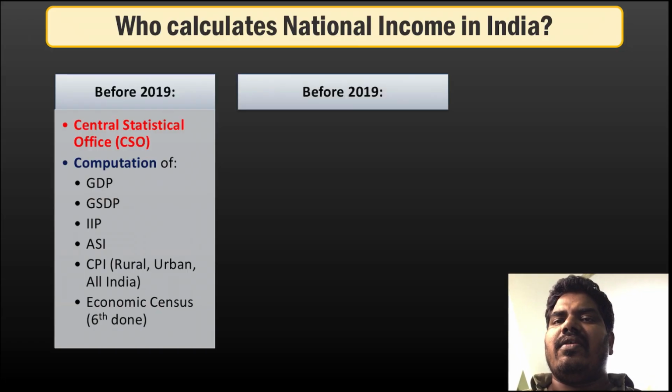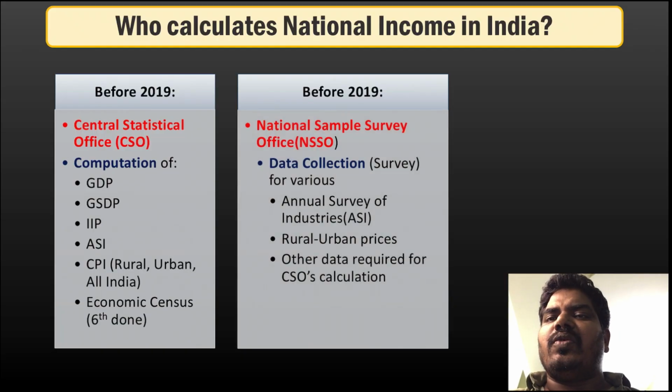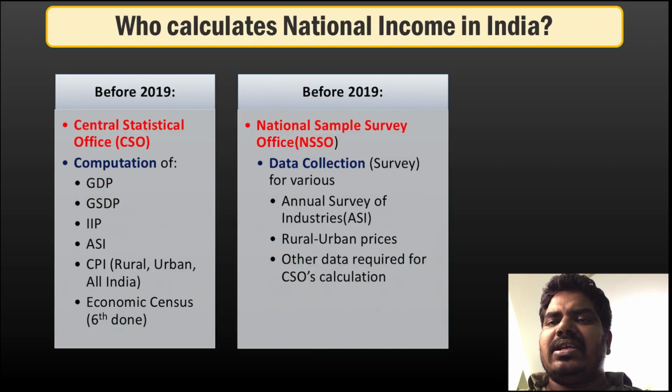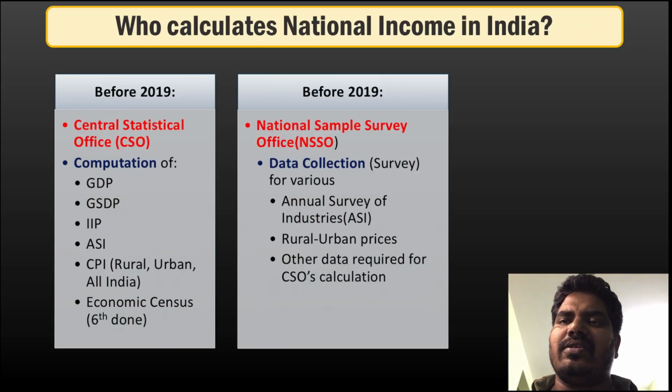Then we had another office called NSSO, the National Sample Survey Office, and this office used to collect the data required for computation of these national income measures. Not only this, it also did the Annual Survey of Industries, rural and urban price related data, and other data required for CSO's computation. Two things we need to note here: CSO used to compute the national income measures, whereas NSSO used to collect the data required. These are two different tasks performed by two different offices.